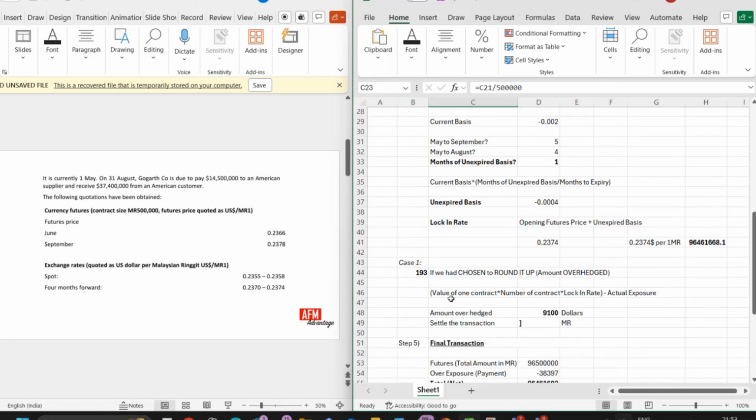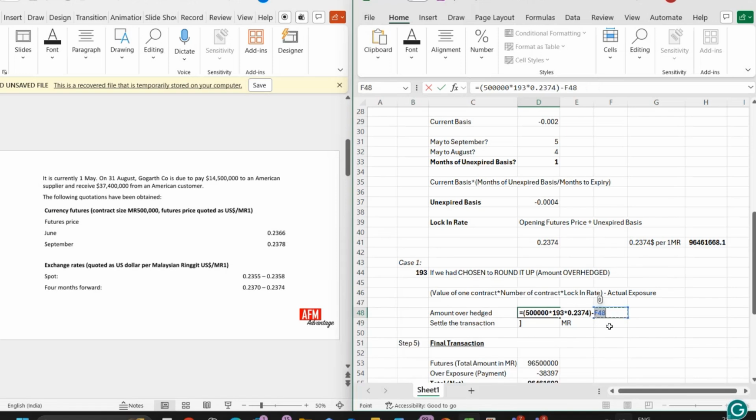So what is the formula for this? For overhedging, it's pretty simple. Value of one contract into number of contracts, because that will give you the amount you have hedged through futures in Malaysian ringgit, multiplied by the lock-in rate. Multiplied by the lock-in rate. Do not forget this, right? And then you would take away the actual exposure. What is the actual exposure? 22.9.